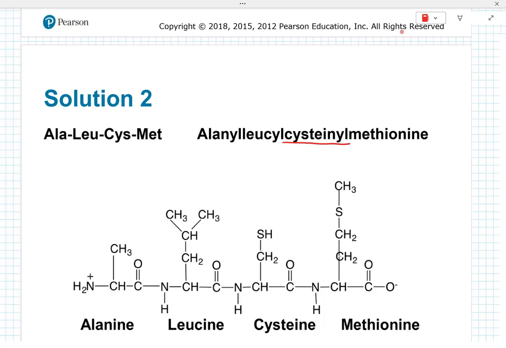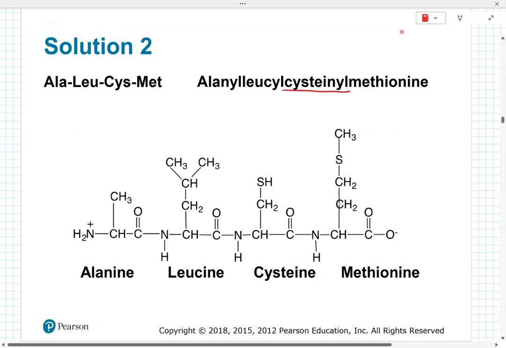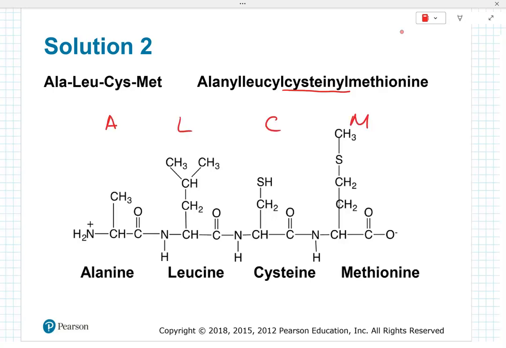What would happen if there were like 20 amino acids joined together? How long would that name be? Not a single sane person does that type of naming. They would just shorten. It is done for 4-5 tops, because then you just use single letters. So this would be ALCM. Okay?